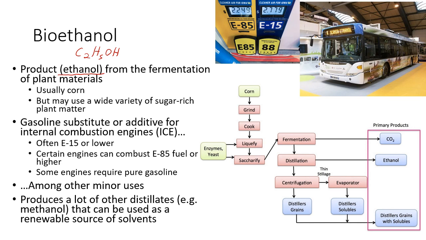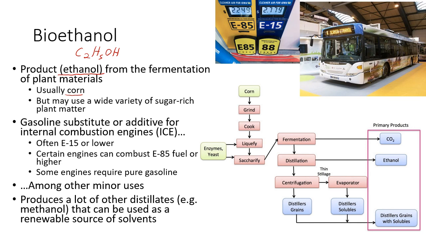What we're typically going to be using as a source for the sugars is corn. However, it could be any sugar-rich plant matter. It could be sugar cane. It could be sugar beets. Anything will ferment down and distill down into bioethanol.